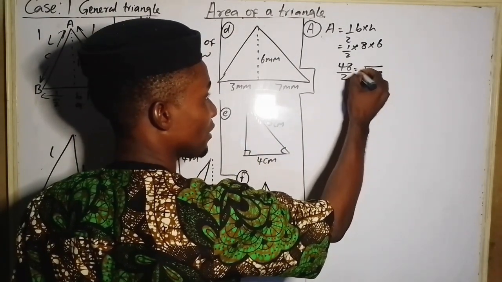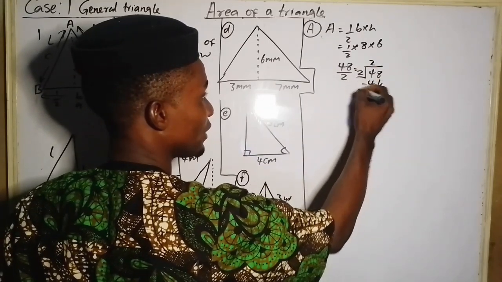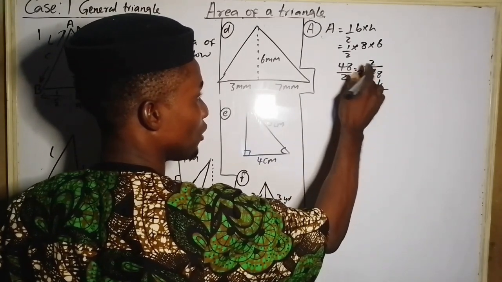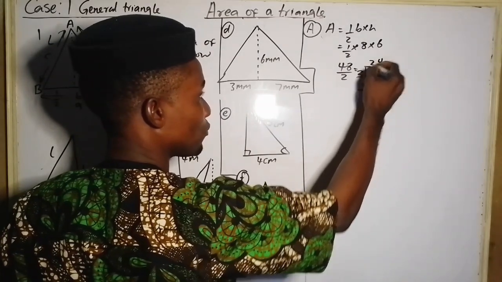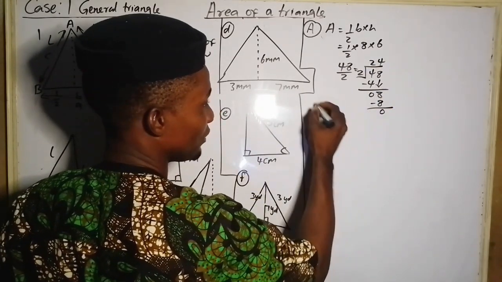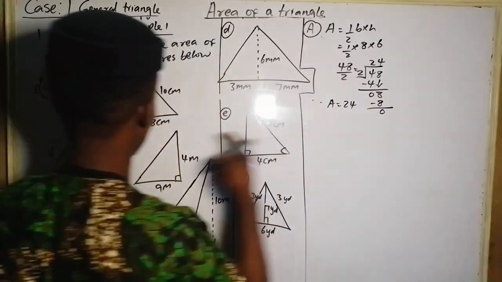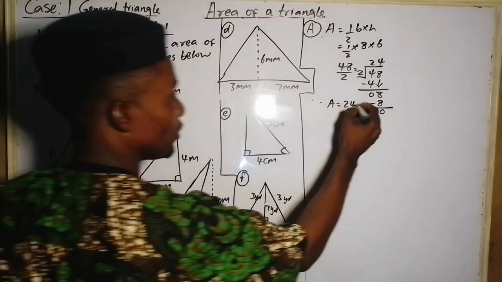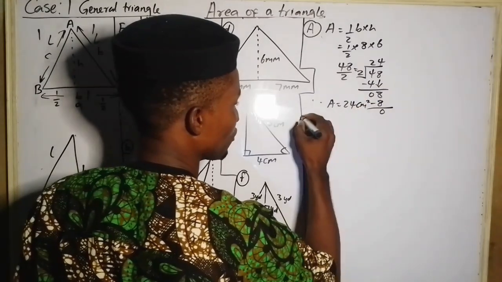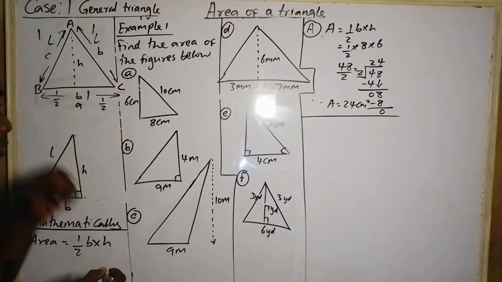So we have 48. 2 in 4 is 2. 2 times 2, that's 4. You bring down your 8. This is 0. 2 in 8 is 4. 2 times 4 is 8. 8 minus 8 is 0. Therefore, your area equals 24. What's the unit given to us? Centimeter square. 24 centimeter square. That is the area of the first question.